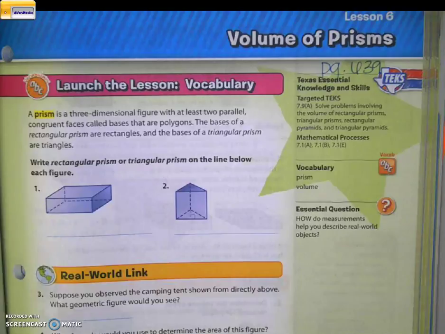Now prisms are three-dimensional shapes that have two parallel bases. And the bases are going to be congruent and they have to be polygons. So they'd have to be a closed-in shape. So we're going to look at two different types of prisms today.